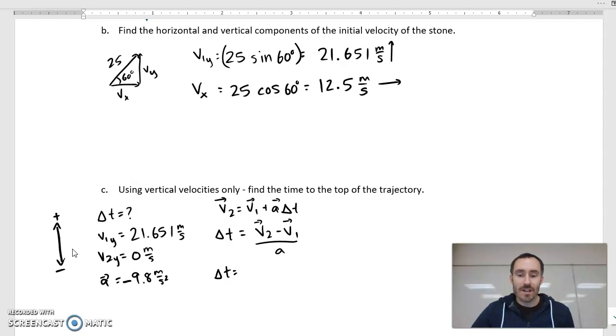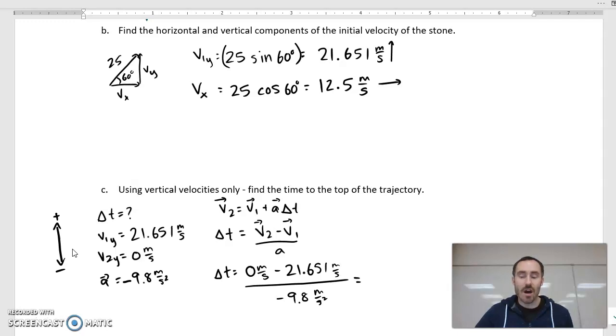So v2 is 0 meters per second. v1 is 21.651 meters per second. And my acceleration is negative 9.8 meters per second squared. And so the time to the top is 2.2 seconds. So that is the change in time up.